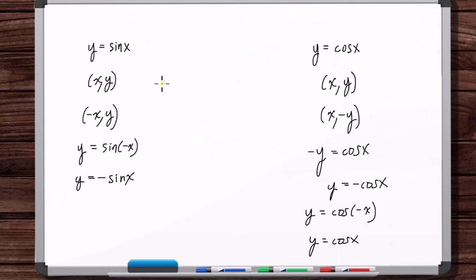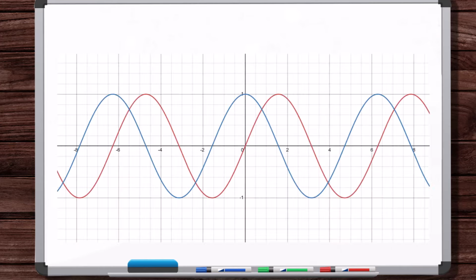If we flip sine of x about the x-axis, we get the exact same result as if we flipped it about the y-axis. So again, the red curve is sine x, blue curve cosine x. You can see how with cosine x, there's no flipping about the y-axis. If you do that, you just get the cosine curve again. That's why y of minus x is just equal to y of x.